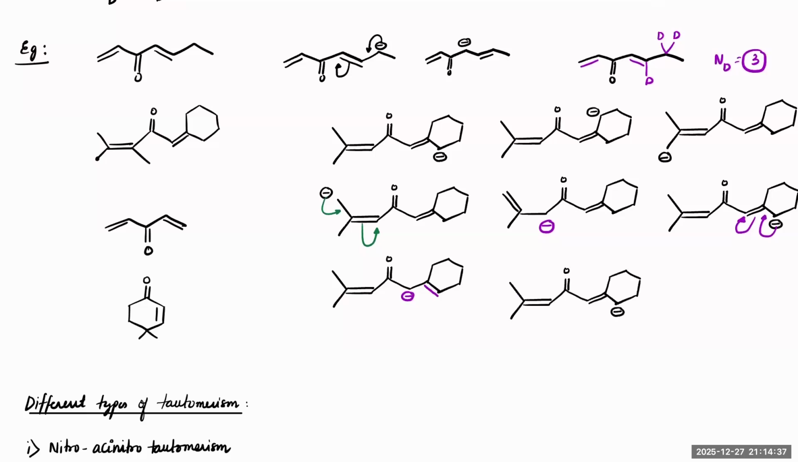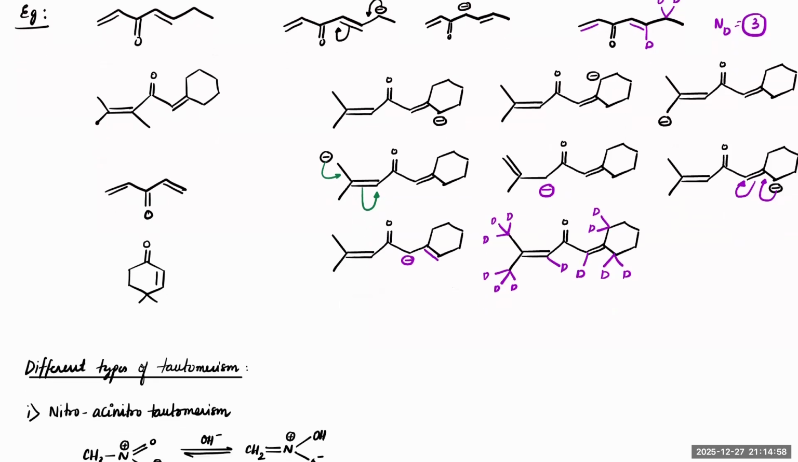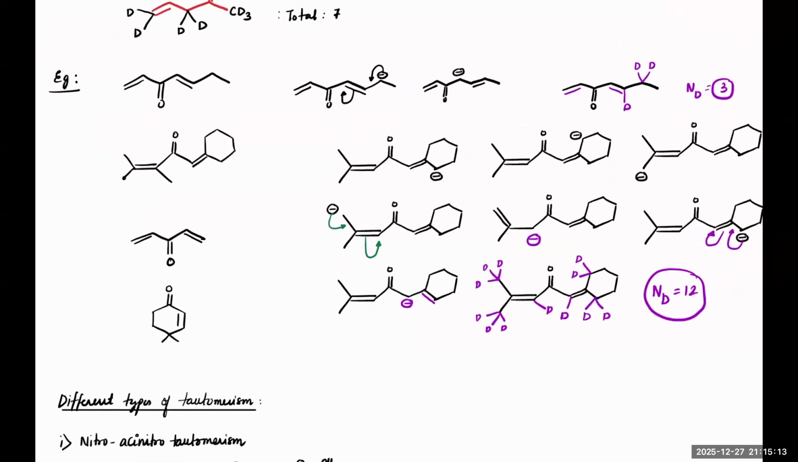Now let me put at the end all the deuterium exchanges that are possible. See, two deuteriums here, two deuteriums here, three here, three here, one here, and one here. That's it. These are all the number of deuterium exchanges that are possible. So how many do we get? 3, 3, 6, 6 plus 4, 10, 10 plus 2, 12. So total 12 deuterium exchanges are possible.